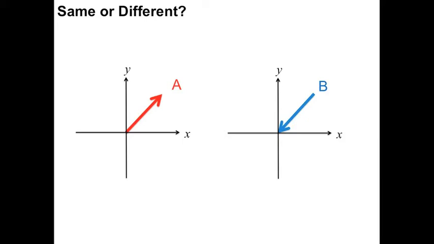But in this case, even though they seem to be pointing along the same angle, B is pointing in the opposite direction. So these would be different vectors. And in fact, A is going to be the negative of B.